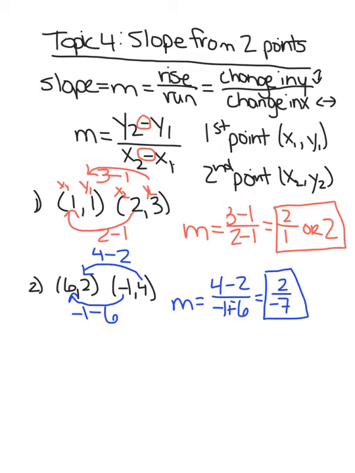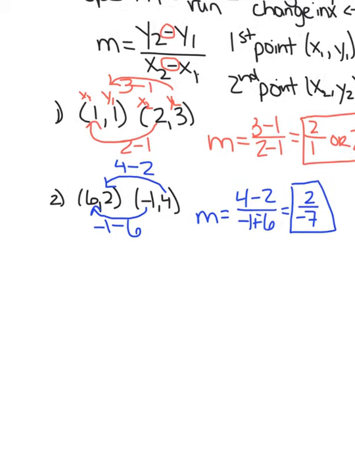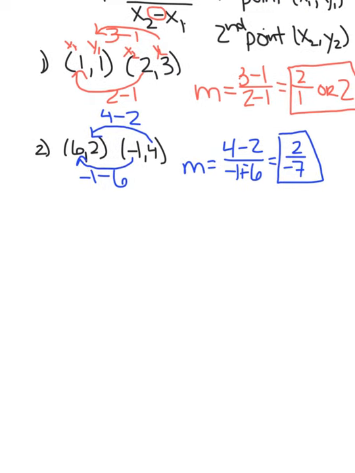Rise of 2, run of negative 7. So if we were going up 2 and to the left 7, right, from one point. So from 6 comma 2, we would go up 2 and then to the left 7. Or we go down 2 and to the right 7. Okay. We're going to do a few more of these. So let's go up here a little bit. Here we go. Number 3.